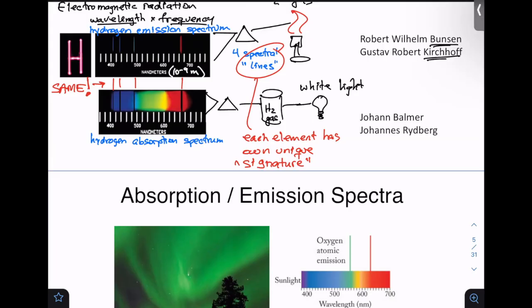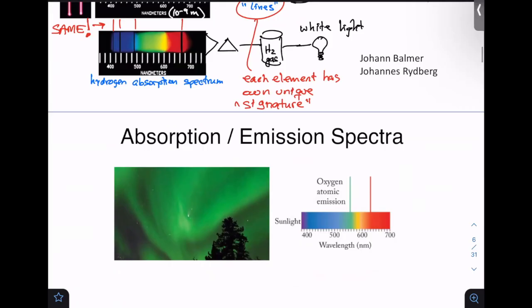Same thing is happening with oxygen in the atmosphere. It's being bombarded by radiation from the sun that excites things, right? We're going to be talking about that today. And we get 2 spectral lines out for oxygen. One's in the green range that we can see, and one is in the red range that we can see. If we passed white light through oxygen gas, we'd see a full spectrum, but missing these 2 lines. It's the same principle. All right.